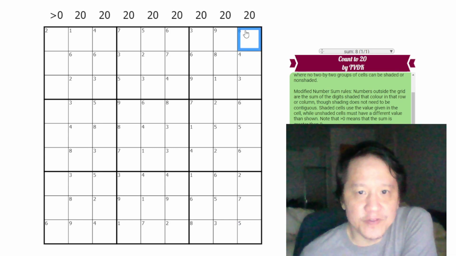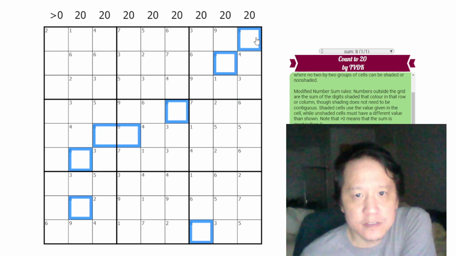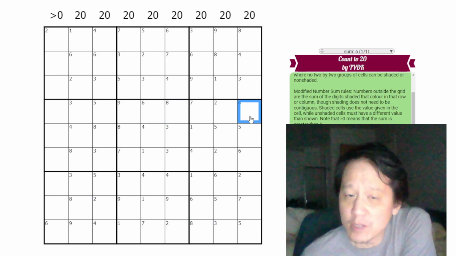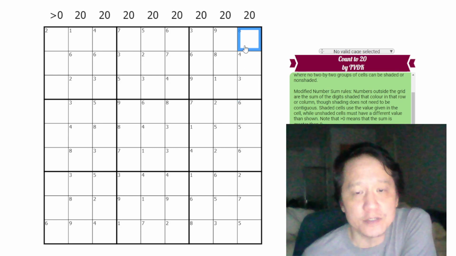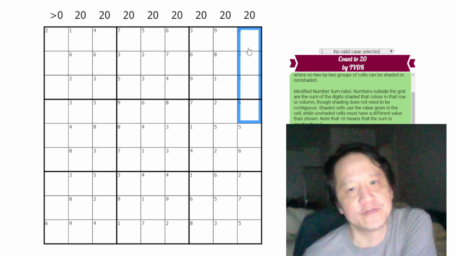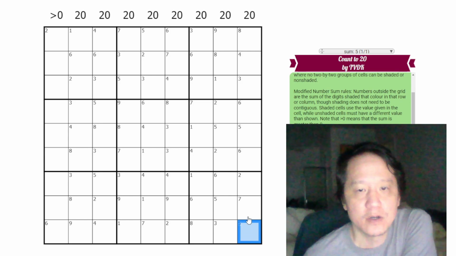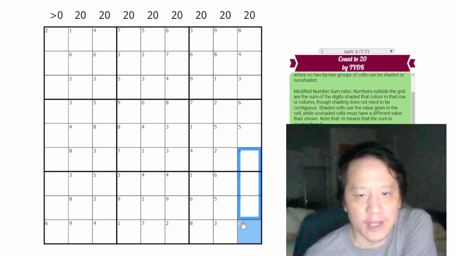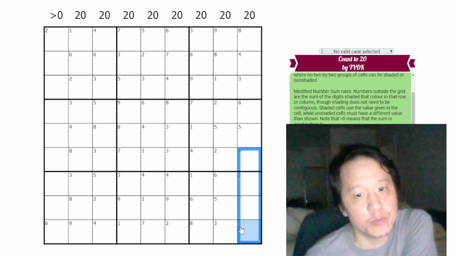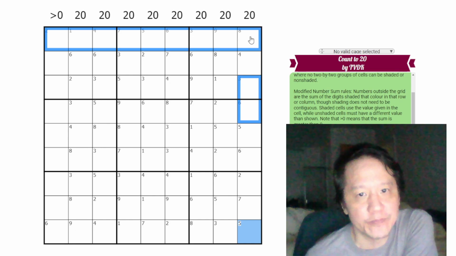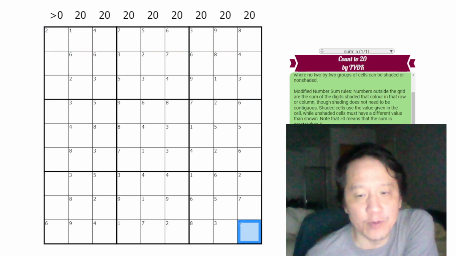Let's see if any of these add up to 20. So this is 12, 15. That's 21, so this does not add up to 20. So this cannot be just by itself. That means there has to be at least one here. This could be 15, and that's 5. That works. Can it be these 4? That's 5, 12, 14. It could be all of these, or it could be all of these. We don't know.